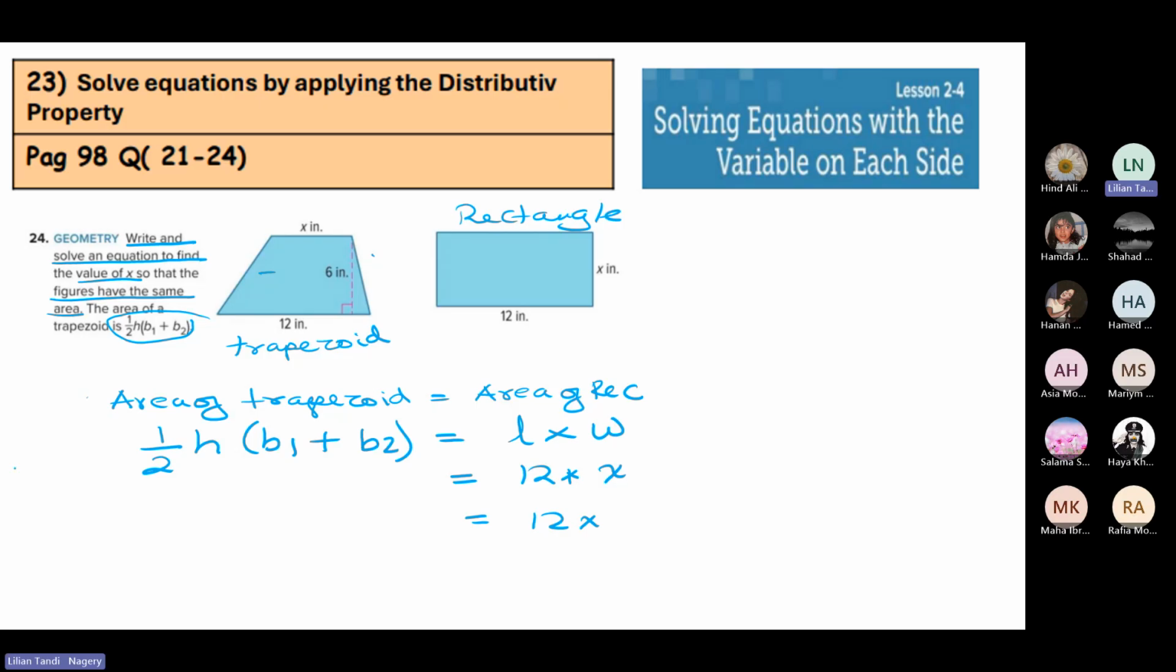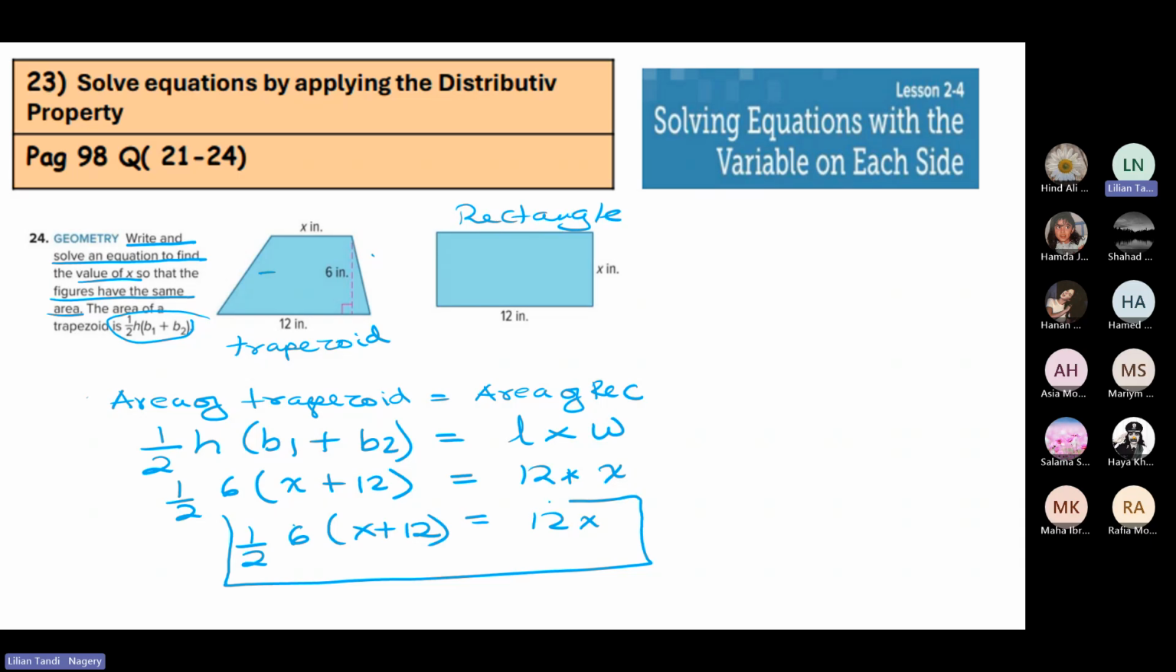Okay, then here I am going to put half. My height is 6. My base 1, doesn't matter which one you start with. Okay, and then I will repeat it. Half times 6, x plus 12. And this is my first answer. Make sure you put that here so you don't forget. That's the equation. Now we want to solve it.